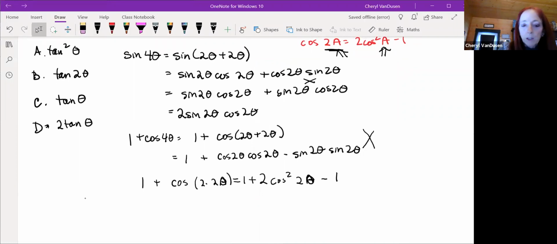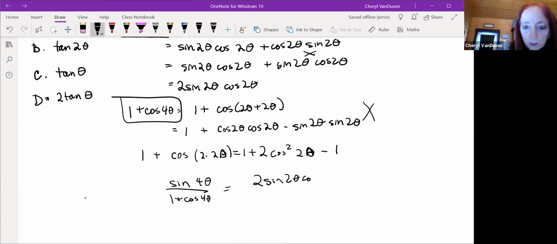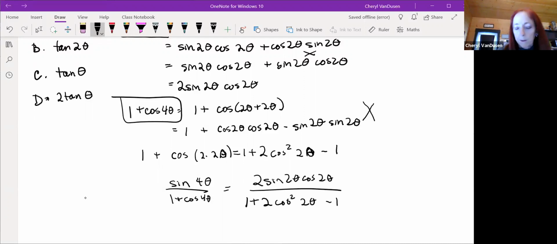So now we're going to go back to our original expression, which is this divided by this. So let me move my slide up, and I'll just rewrite the original question so you have it: sine of 4 theta over 1 plus cos of 4 theta equals 2 sine 2 theta cos 2 theta over 1 plus 2 cos squared 2 theta minus 1.